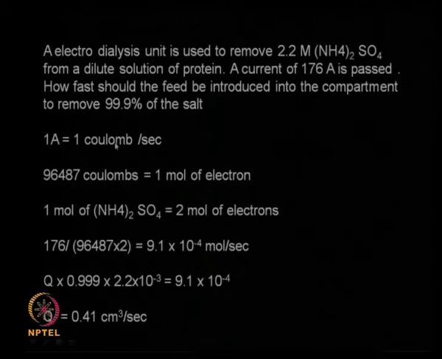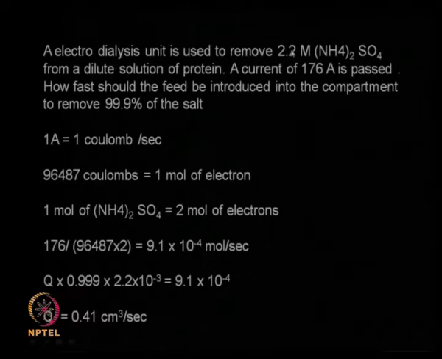We know 1 amp is equal to 1 coulomb per second, and 96,487 coulombs is 1 mole of electrons. If I take 1 mole of ammonium sulphate, there will be 2 moles of electrons, right, because of SO4 double minus. So you will have 2 electrons. All you need to do is substitute them into this, and then you will be able to get the value for Q. Now Q into 0.99 is the amount of salt that we are removing. So from there we will be able to calculate Q, understand.